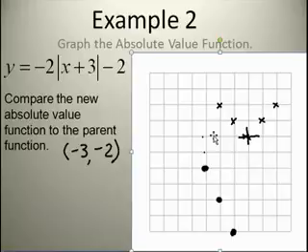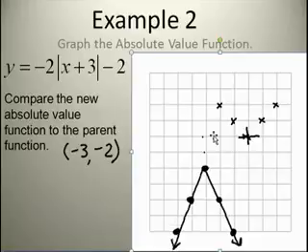I'm now going to reflect the 2 points that I just shifted across the vertical line that goes through the vertex, because I hope you've noticed that absolute value functions have symmetry, and then I can just draw it in.